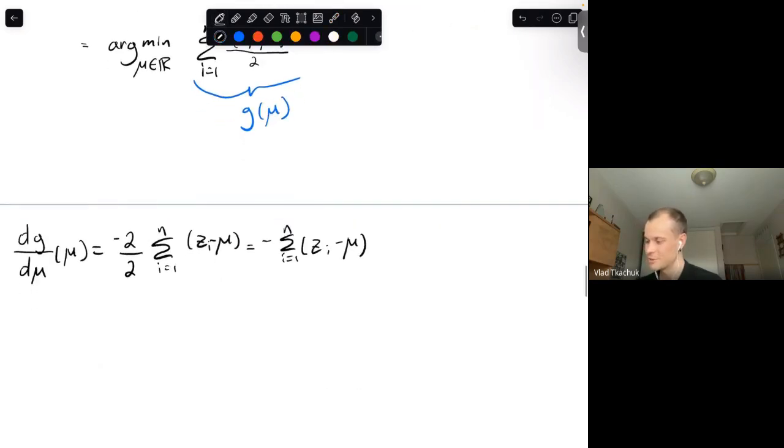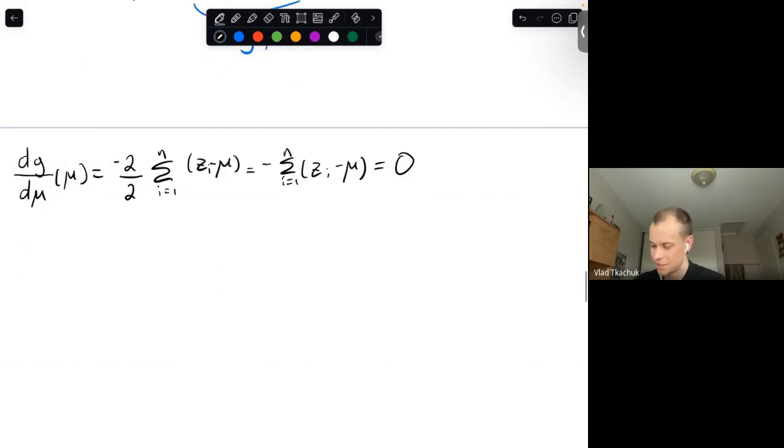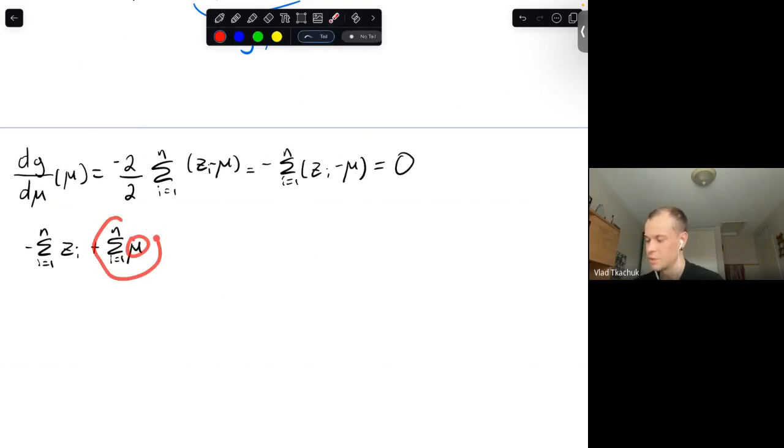And then to finish, we need to take the derivative and set it to 0. So let's solve. The way to solve this is, I write out all the steps, and there are only 2 here. I expand this guy, which looks like z_i. And then I take the sum into the next term, which becomes minus minus, and I get the sum from i equals 1 to n of mu. Notice how mu doesn't depend on i, so this is really just n times mu. This thing is equal to 0.